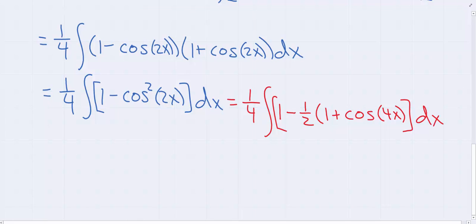Because it's double what's in there. You have to be careful. Okay.